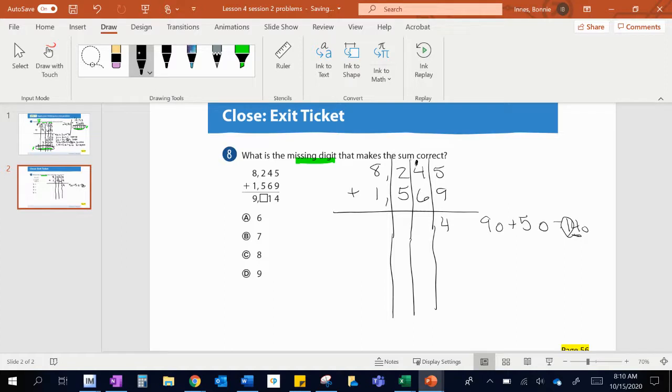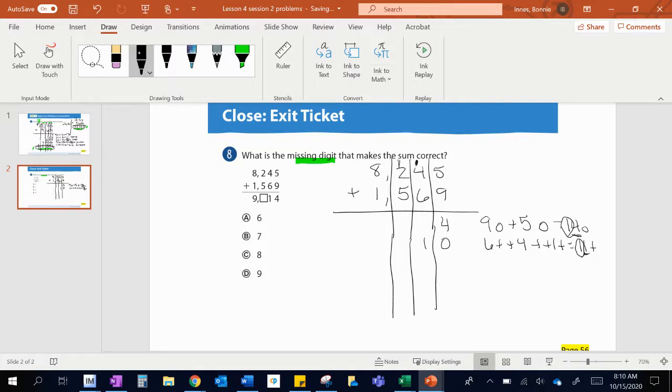So now in my 10 spot, I have 6 10s plus 4 10s plus 1 10, the one that I had regrouped. So 6 plus 4 is 10 plus 1 more equals 11 10s. I see that I have to regroup. I'm going to take this 1, leave it, 1 group of 10, but I'm going to regroup the other 10 10s, and that's going to become 100.